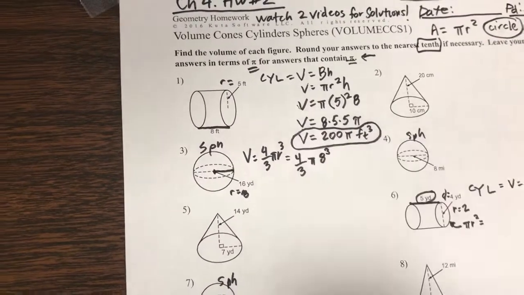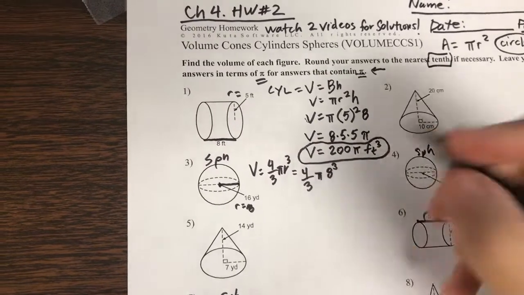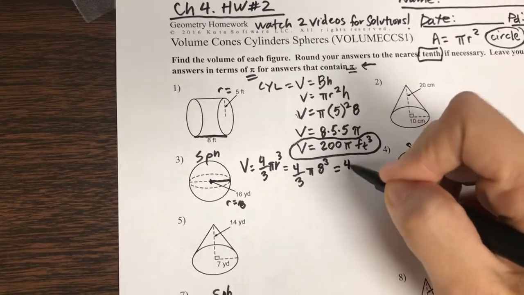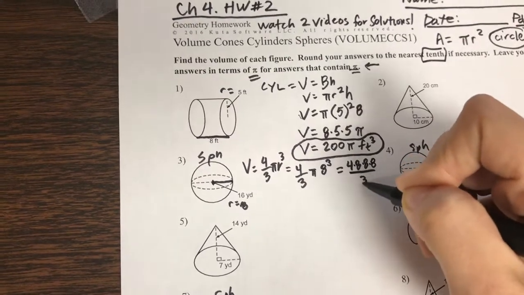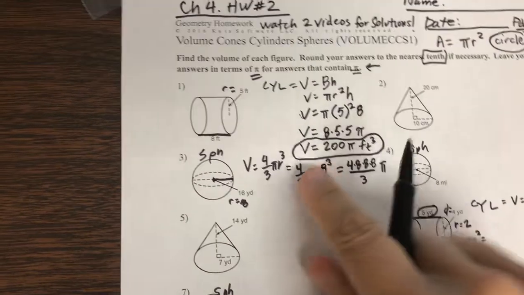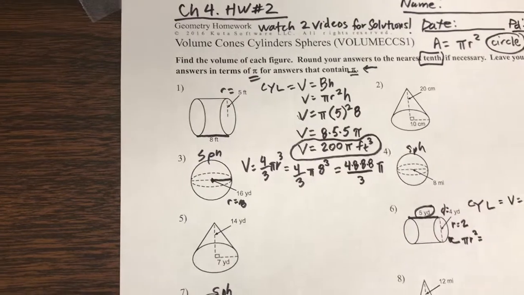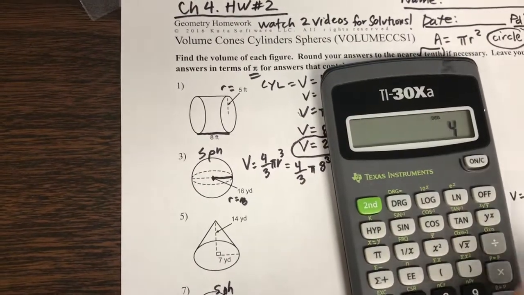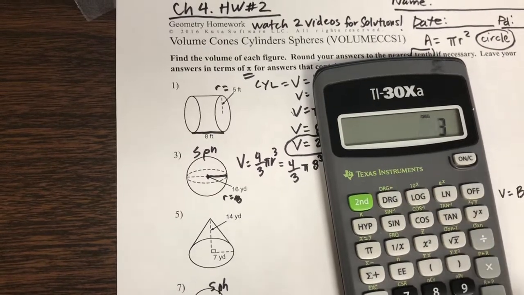So what I really have to do is figure out how to type all this in my calculator and then leave the pi at the end. So it's kind of 4 times 8 times 8 times 8, and then all divide by 3, and then I still have this pi right there. So let's type that in our calculator. So 4 times 8 times 8 times 8, all divide by 3.